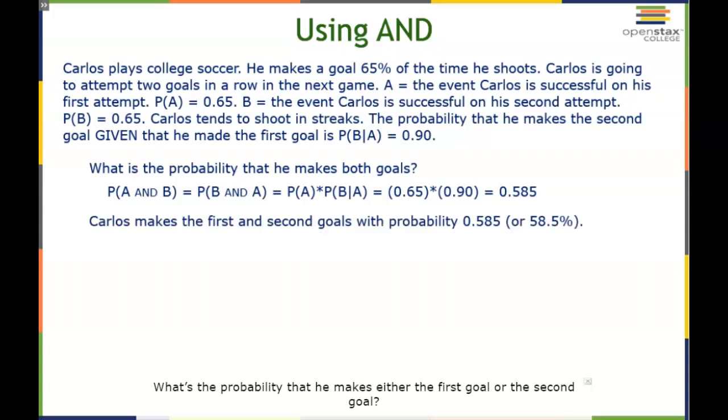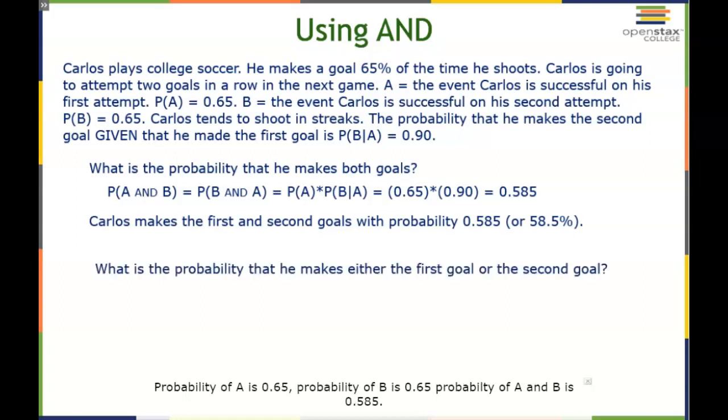So Carlos will make his first and second goals with a probability of 0.585. You can also think of that as 58.5% of the time Carlos will make his first and second goals.